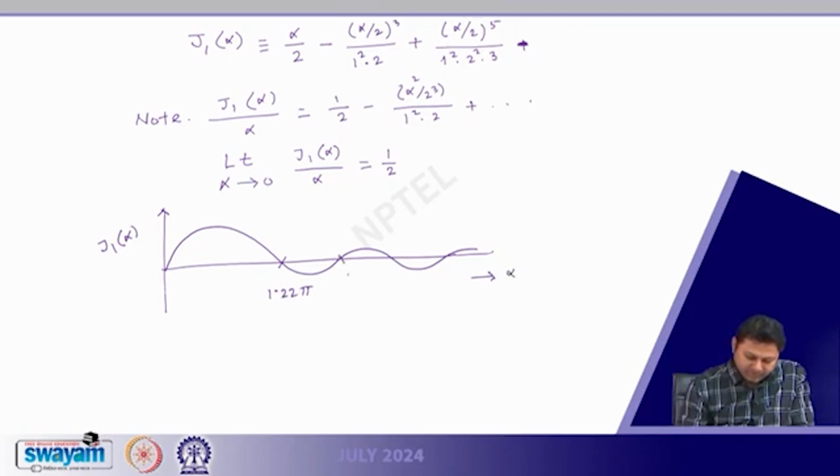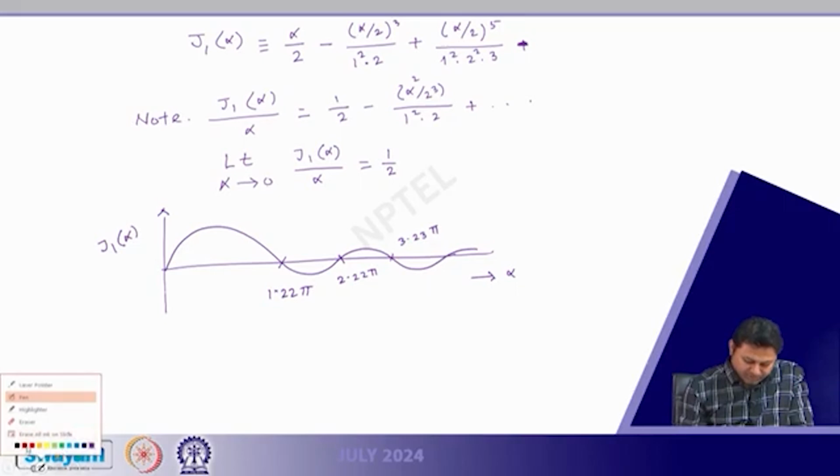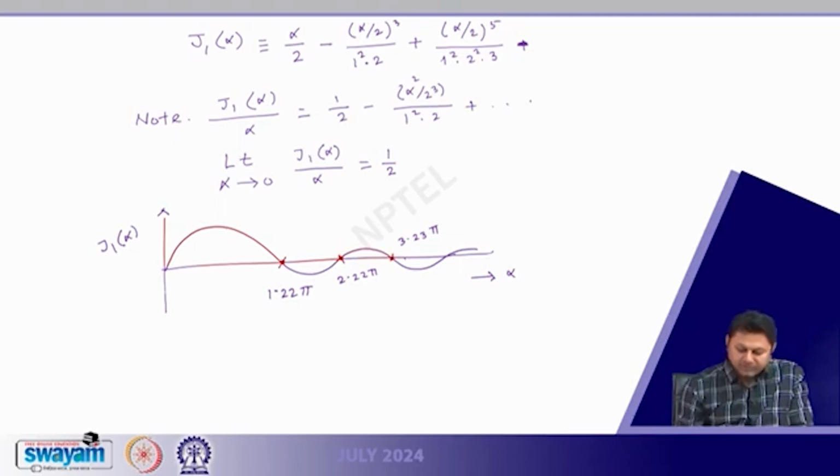This point is 2.22 pi. This point is 3.23 pi and so on. These are the cutting points. It is important that we note the cutting points. Here we have a 0, here we have a 0. So, these are the cutting points for this Bessel function of first kind.